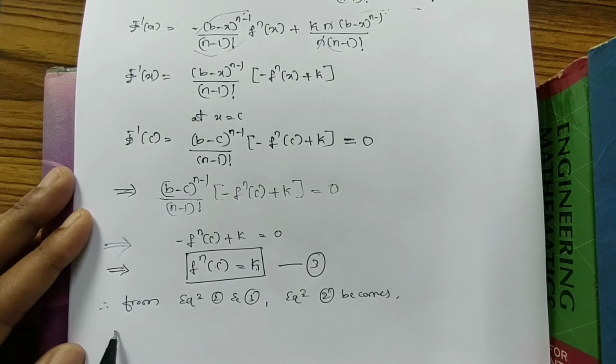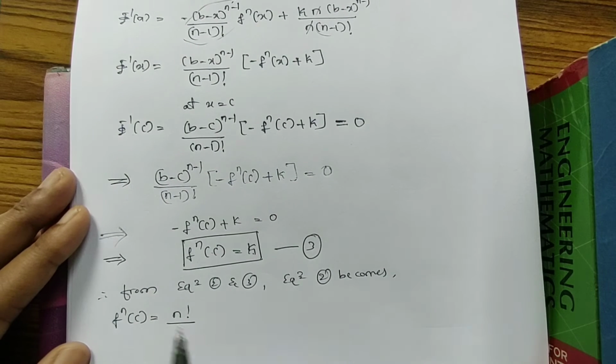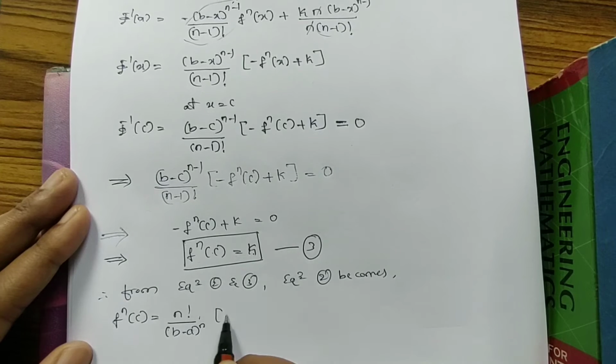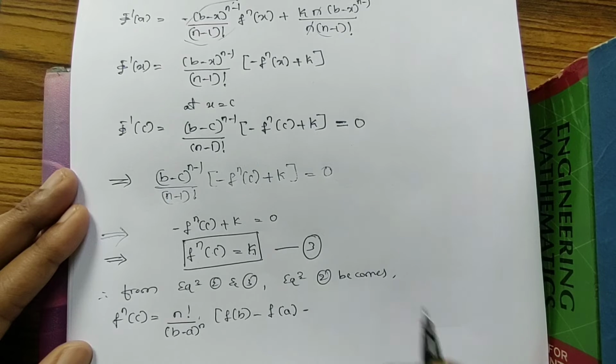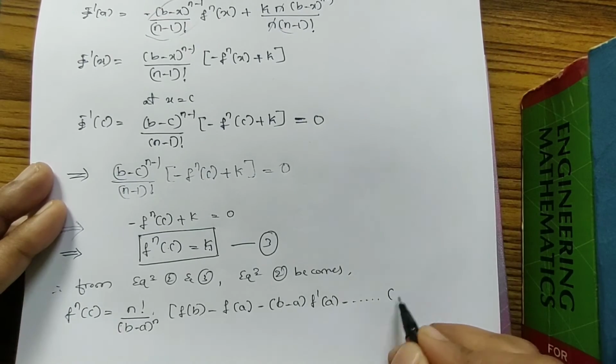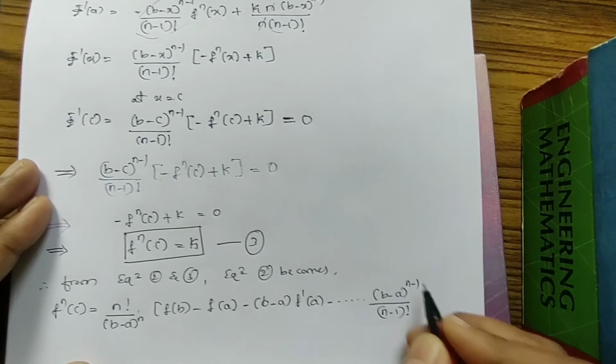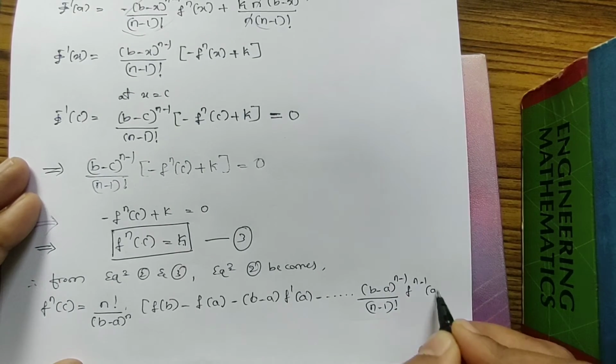Equation 2 becomes f power n of c is equal to n factorial. We'll just replace the value of k, that is f power n of c. Then the right part is as it is, as per equation 2. N factorial divided by b minus a to the power n of f of b minus f of a minus b minus a into f dash of a minus and so on, b minus a to the power n minus 1 divided by n minus 1 factorial of f power n minus 1 of a.